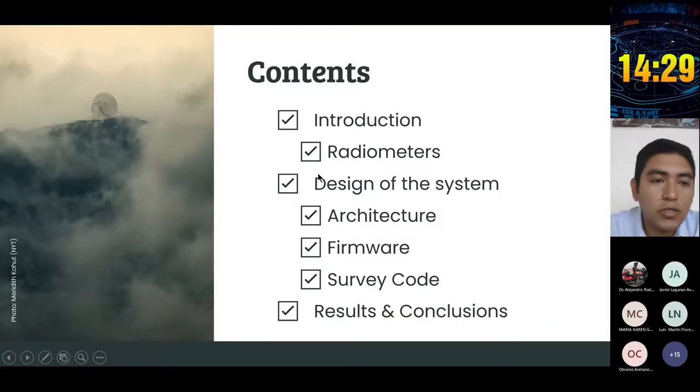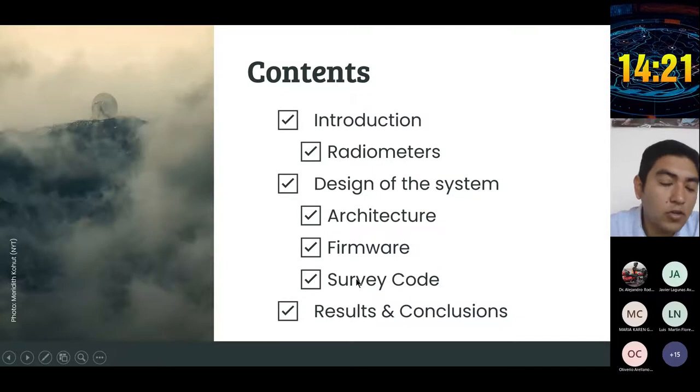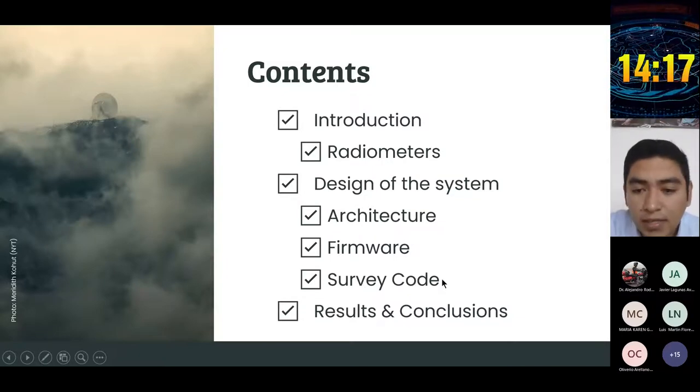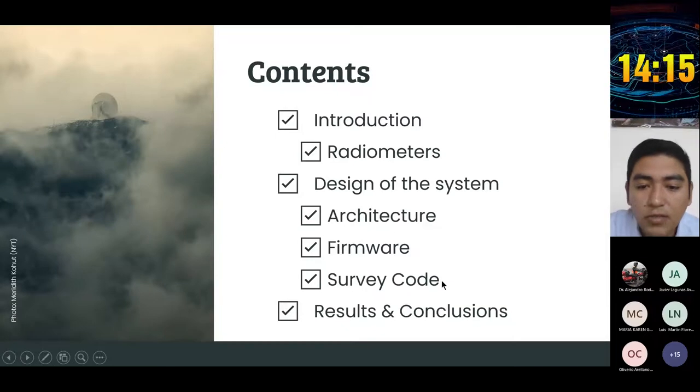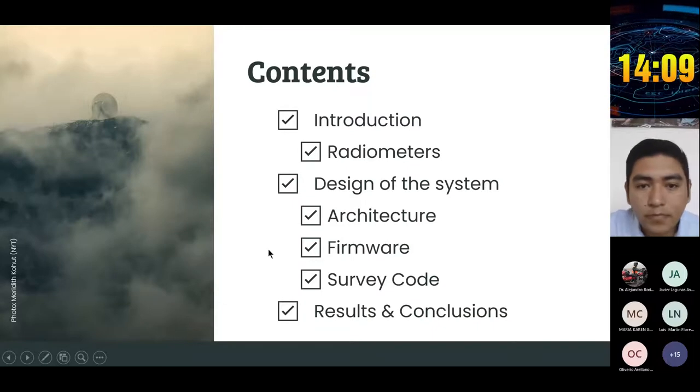In this talk, I'm going to give a little introduction about radiometers and some radiometers that we use in some observatories. Then we are going to talk about the design of our system based on the architecture, the firmware, and the survey code that we use for the sky tipping and sky characterization. Finally, we'll talk about some results and the conclusion of this work.